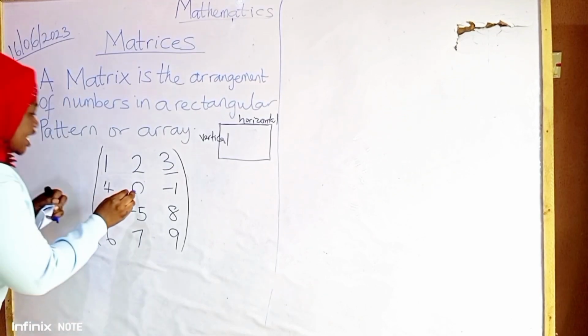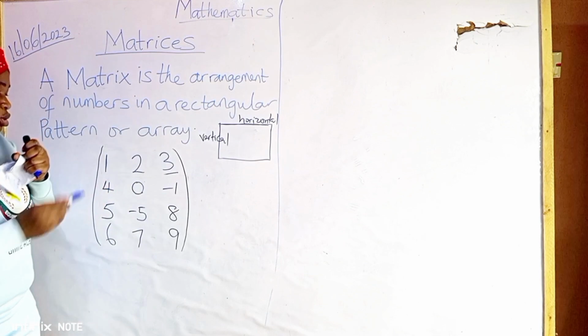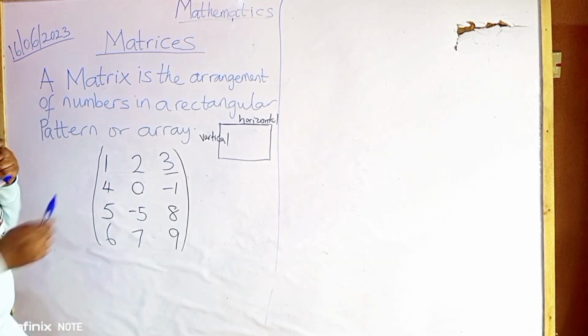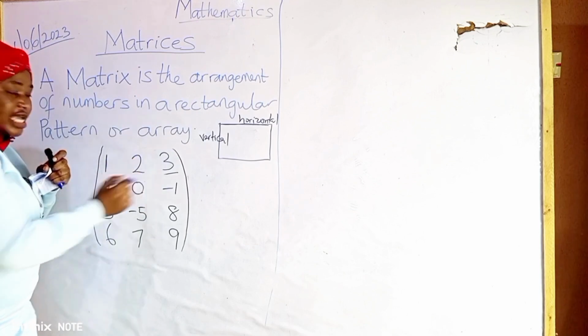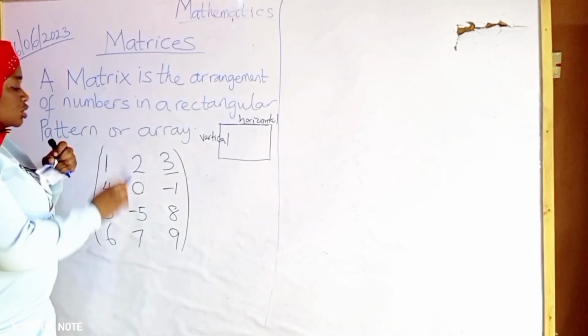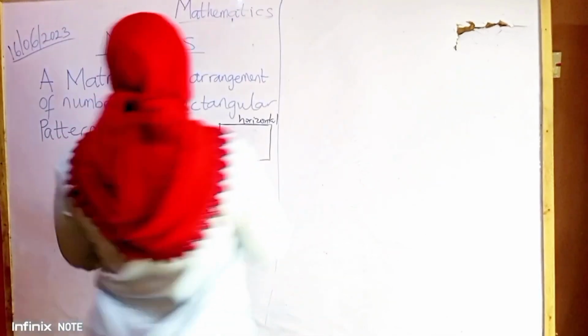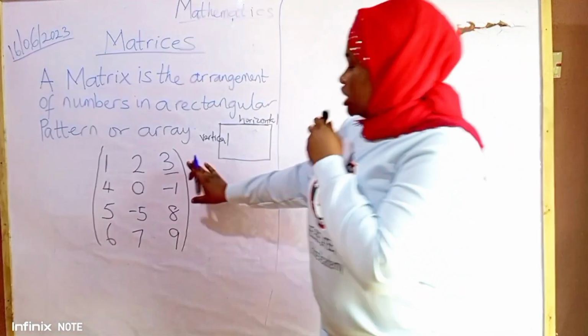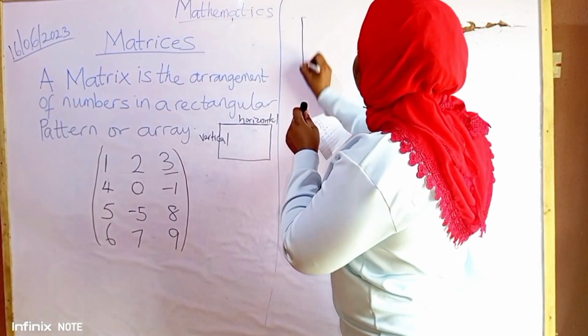So if you see any kind of arrangement of numbers like this, you should know that they are talking of a matrix. And I want you to note that there are no commas there. We are not separating those numbers with commas. So you have to take note of that. It's either you use this bracket or you use another bracket like this.